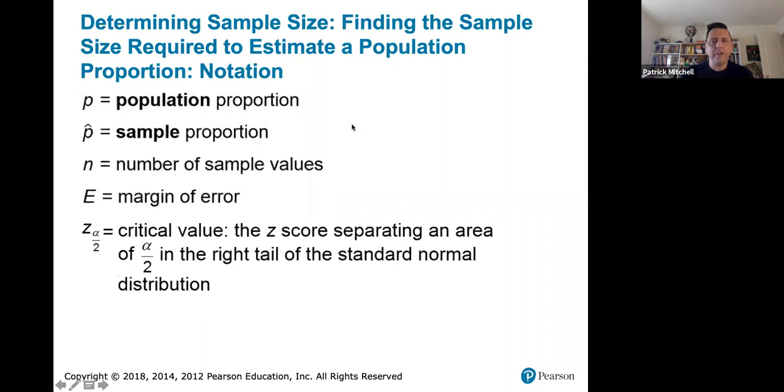P is the population proportion. P hat is the sample proportion. N is the size of the sample. E is the margin of error. And Z sub alpha over 2 is the critical value associated with your given confidence level.